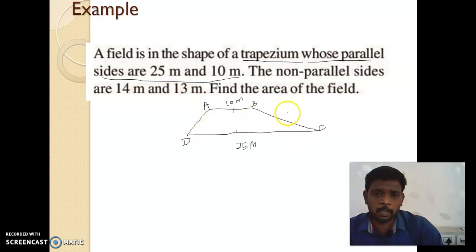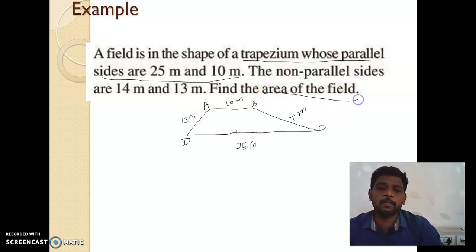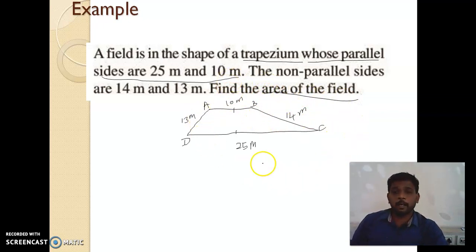So one is 14 meter and another 13 meter. So this is the longest one. Let us take this one as 14 meter and this one as 13 meter. Now they are asking to find out the area of the field. So we are going to find out the area of this trapezium.